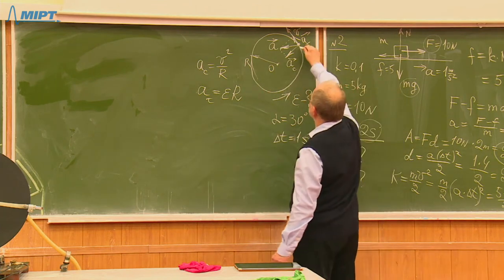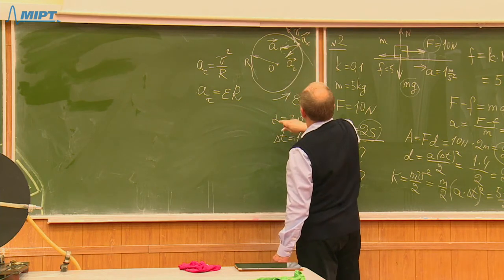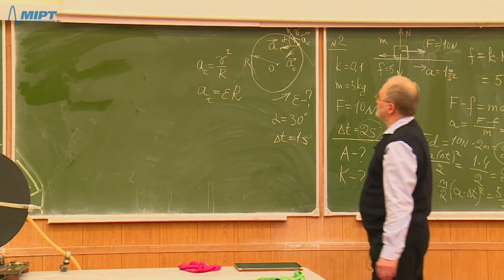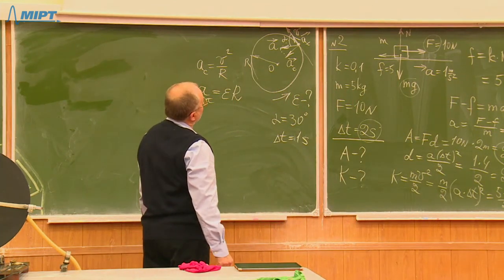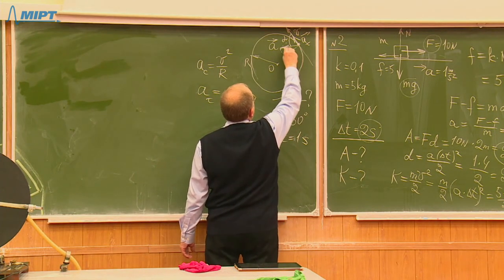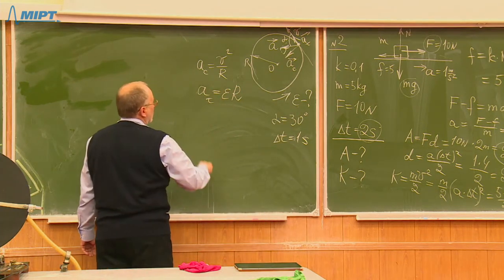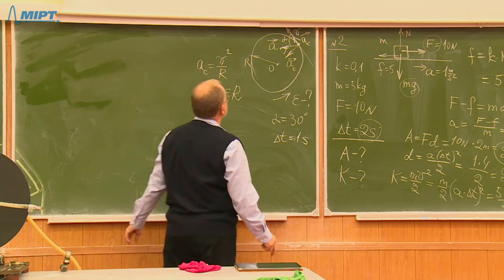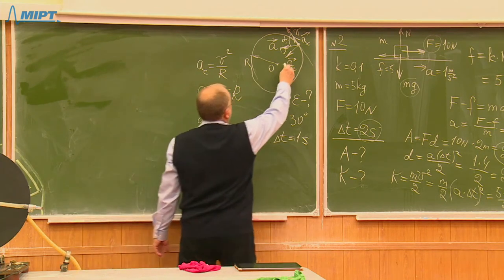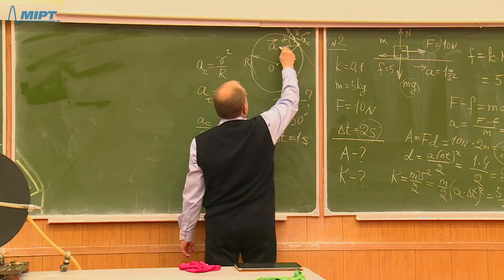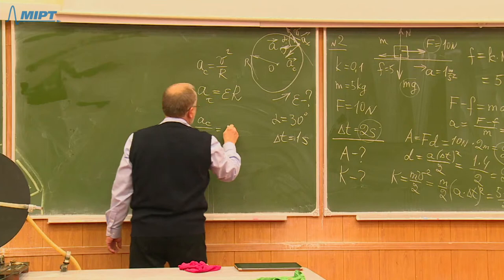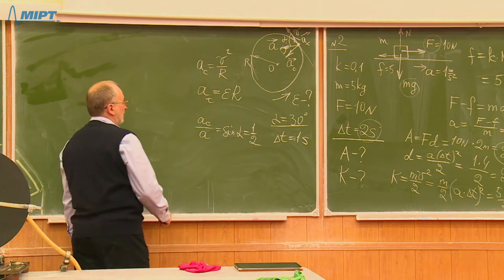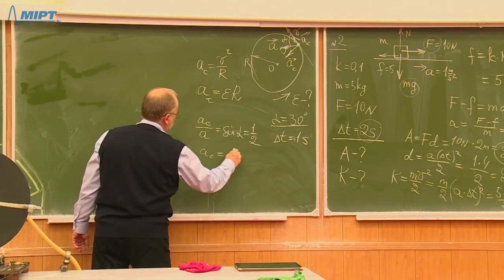So the problem says that the vector of total acceleration is directed at 30 degrees to the vector of linear velocity. So this angle is alpha. This angle is 30 degrees. And also this angle is 30 degrees. And it means that this centripetal acceleration, the magnitude of this vector over the total acceleration, will be what? An opposite leg in this right triangle divided by the hypotenuse will be, by definition, sine alpha. And if alpha is 30 degrees, then sine will be 1 over 2. It means that the centripetal acceleration is total acceleration divided by 2.